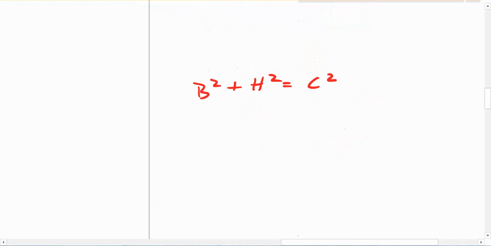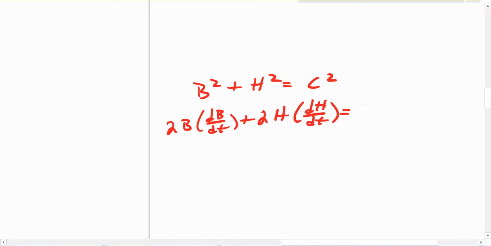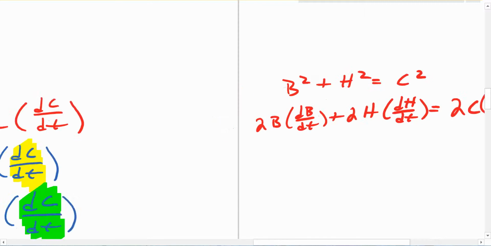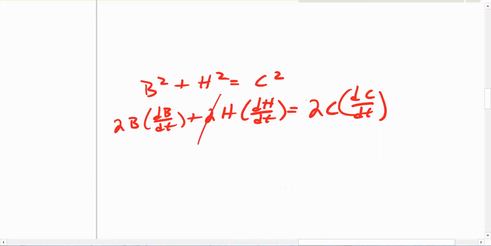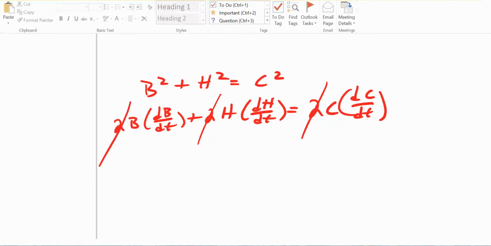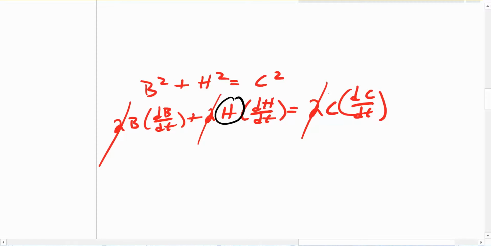The derivative of that with respect to t, you're going to get 2b times db dt plus 2h times dh dt. Does this look familiar, everybody? Does it look like what we just did? It looks like what we just did. But here's the thing. We crossed out all the 2's, right? And then what did we plug in for? We plugged in for a lot of those things, right? We plugged in for h, we plugged in for c, and we plugged in for dh dt.